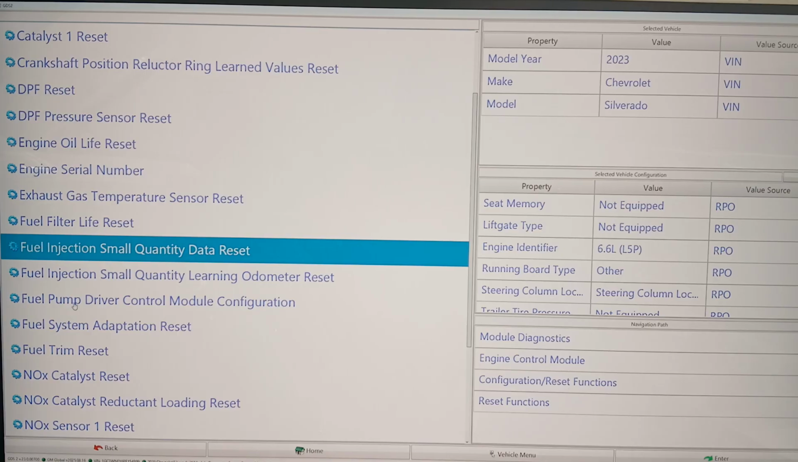Hope that helps out. Hope it makes sense, and hopefully this will help you diagnose some diesel engine performance problems in the future. Take care.